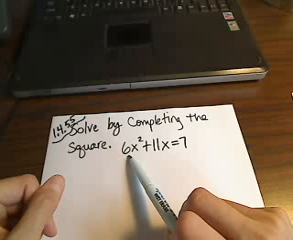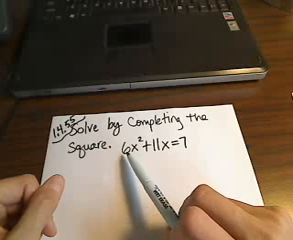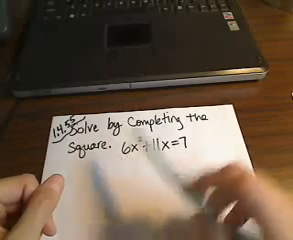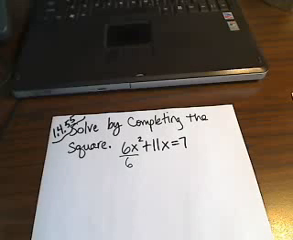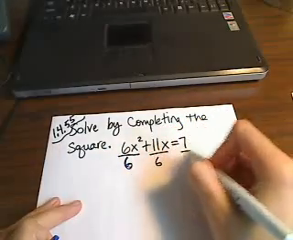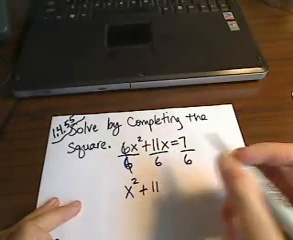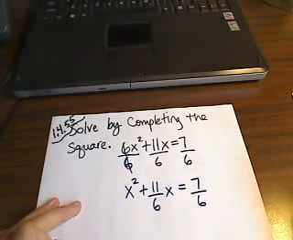And if it's not 1, what you want to do is divide everything in the problem by whatever this number is in order to make it a 1, because we can't complete the square unless this is actually a 1. So the first thing I'm going to do is divide everything by 6. Okay, so divide by 6 on all of these, and I'll be left with x squared plus 11 over 6 x equals 7 over 6.